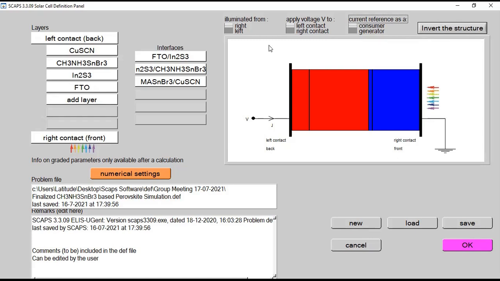Yes, sir. I want to know how to extract the data. In your last video, I saw how to save the graphs. But if you want to plot the graph in Origin or other software, how can we extract the data from here?